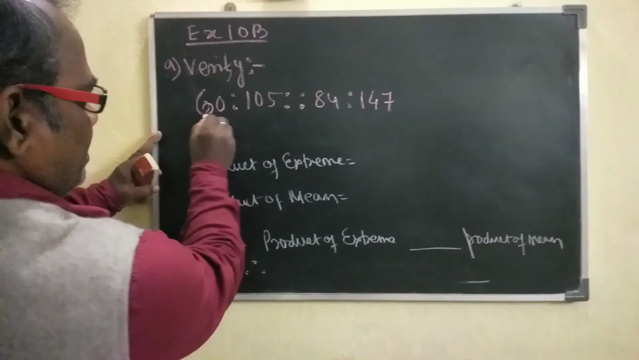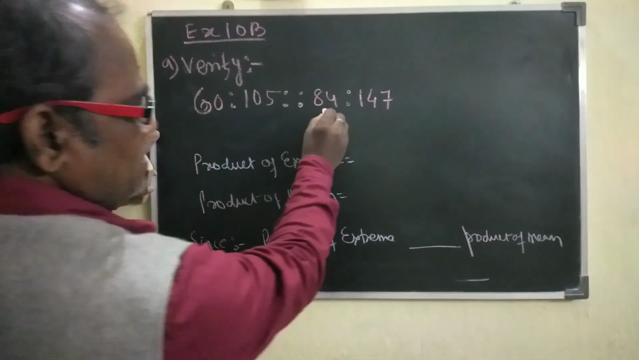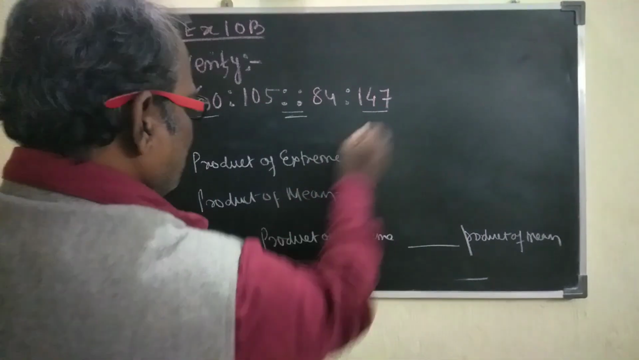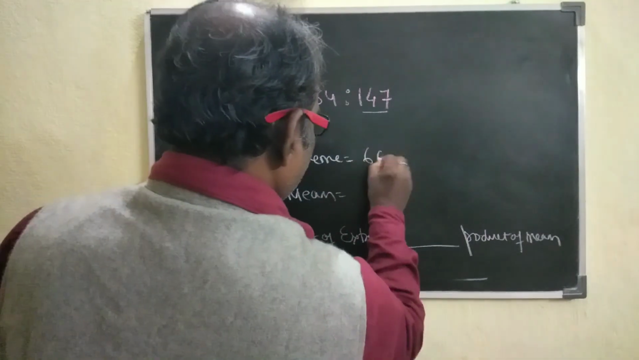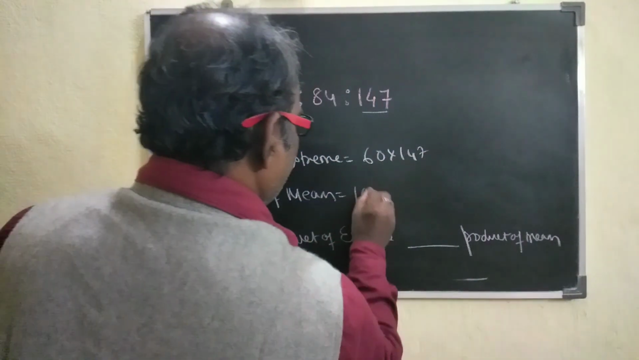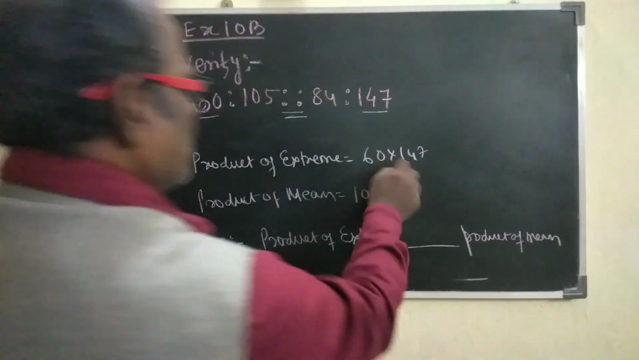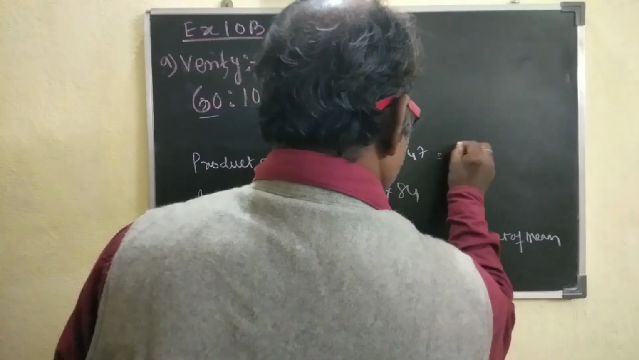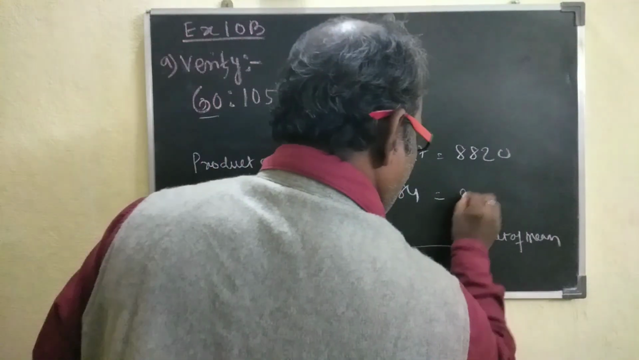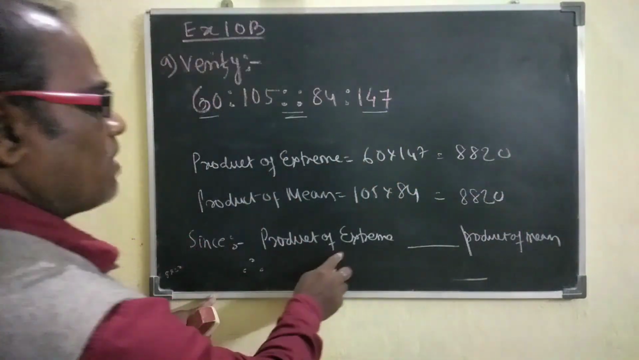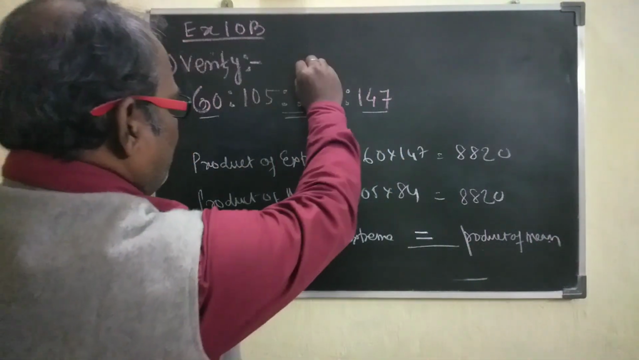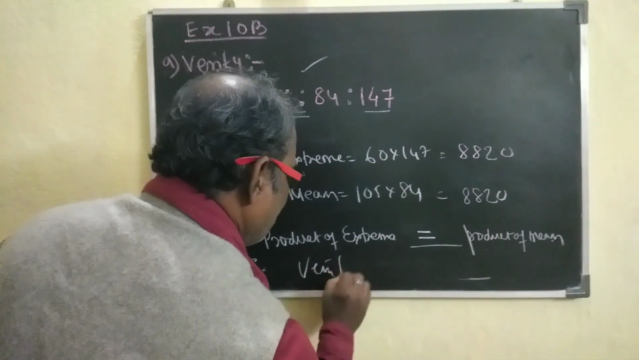Here we have to verify whether 105 is proportional to this or not. Since this is the symbol of proportion, again the first and last are the extreme terms. So the product of extremes is 60 into 147 and the product of means is 105 into 84. Now 60 into 147 is 8820, and 105 into 84 is also 8820. Since the product of extremes is equal to the product of means, therefore it is verified.